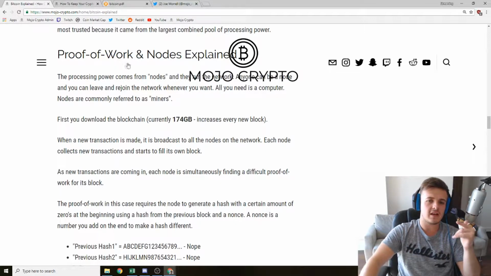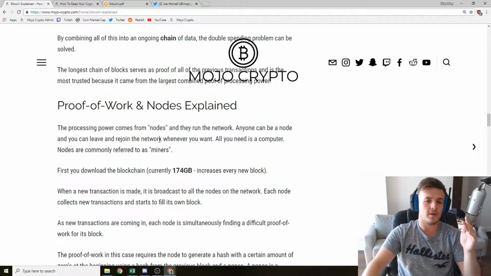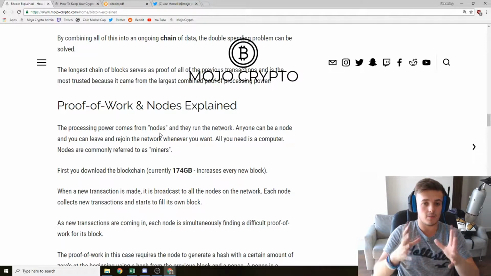So I'm going to introduce nodes here as well. This is a good place to introduce nodes. So the processing power comes from nodes. Nodes are just the computers, and they run the whole Bitcoin network. Computers, nodes, it's just another name for computers, run the network.